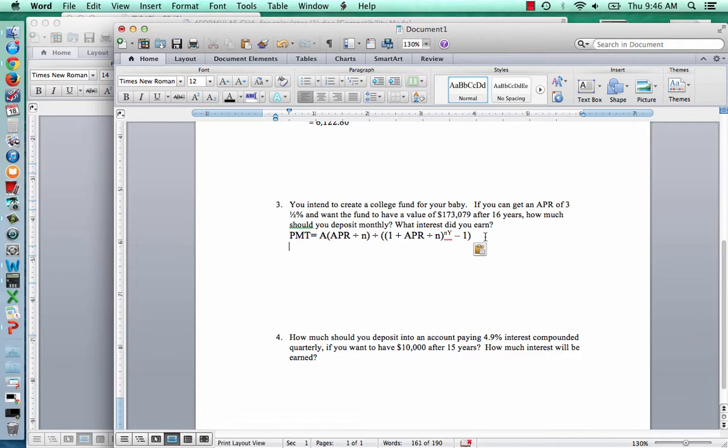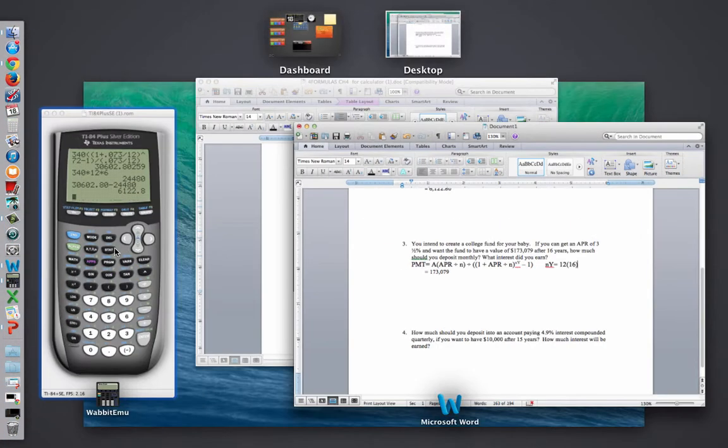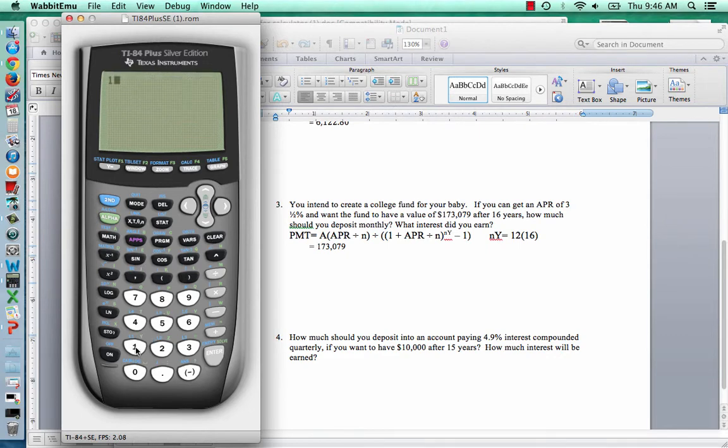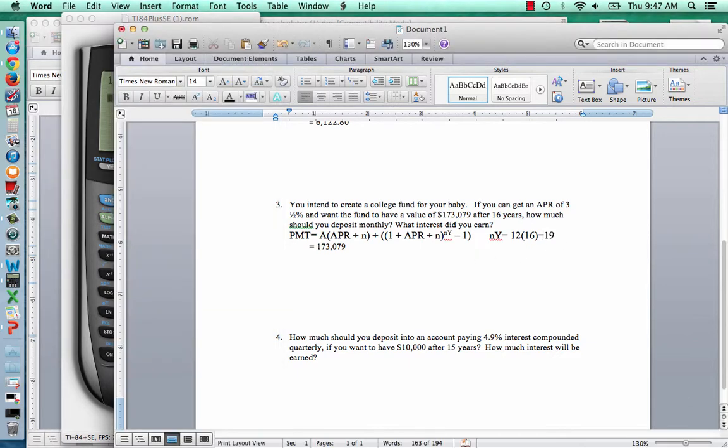So we're trying to figure out the payment so that we can eventually have $173,079. Oh, I forgot, I got to do the N times Y. So remember, we're on a monthly schedule, so that means N is 12, and we're talking about 16 years. So 12 times 16, let me plug that in real quick. 192. So we're going to make 192 payments over the 16 years. All right, so let's plug this formula in.